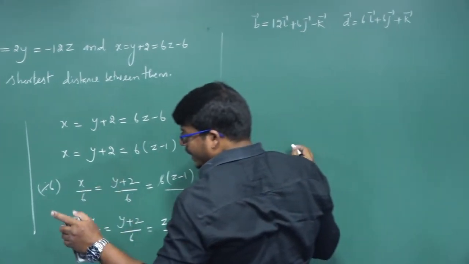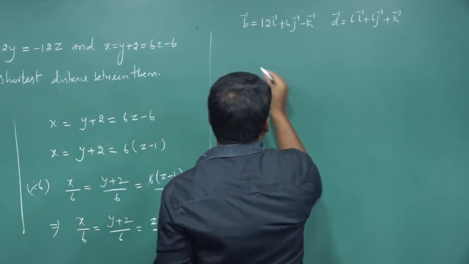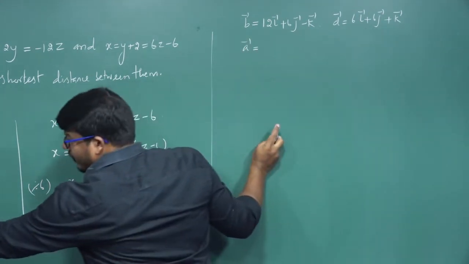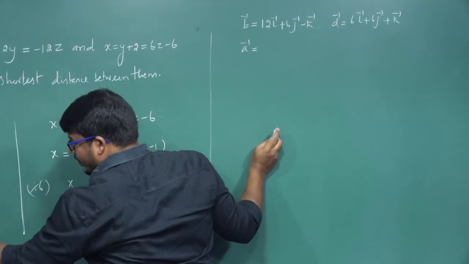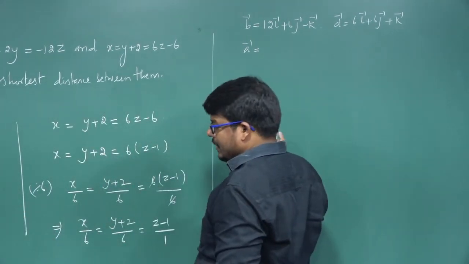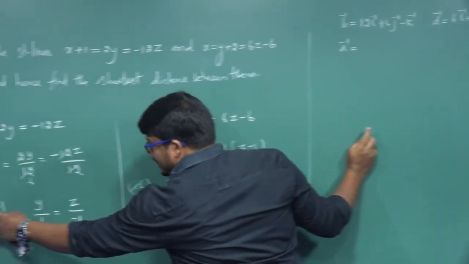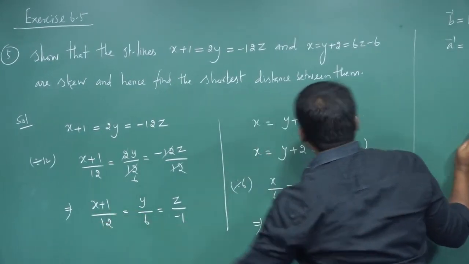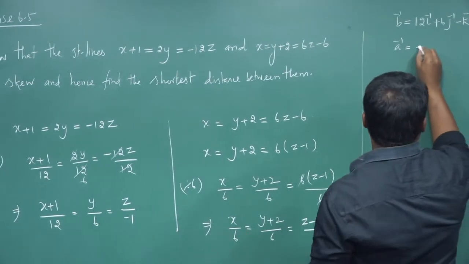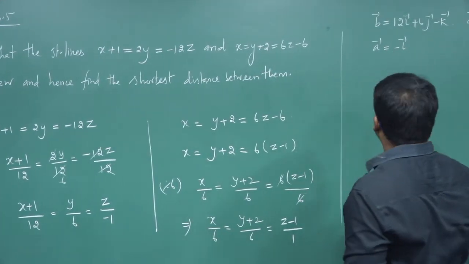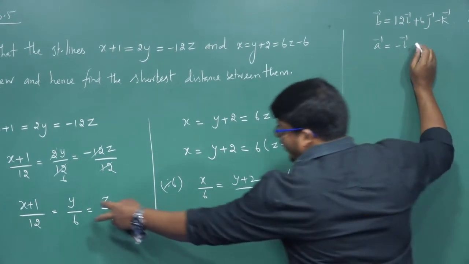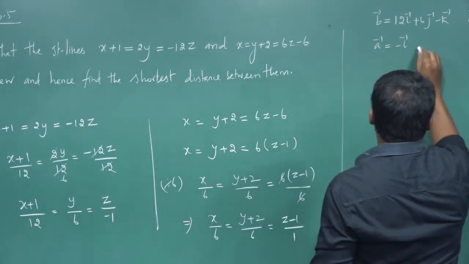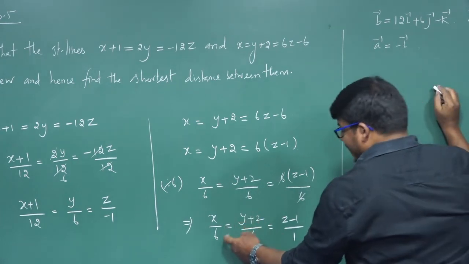Now the points A and C. The point A vector: the formula is x minus x1, y minus y1, z minus z1. For the point A, x minus x1, that is plus 1, so the point is minus i vector, minus 1. Minus i vector only, the y and z values are 0, so A vector equals minus i vector only.